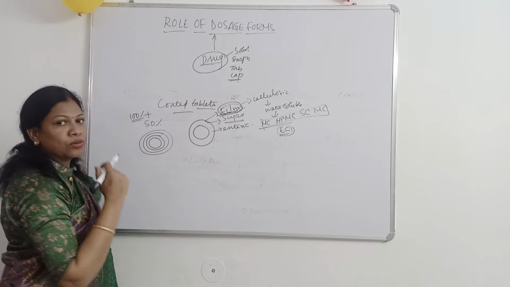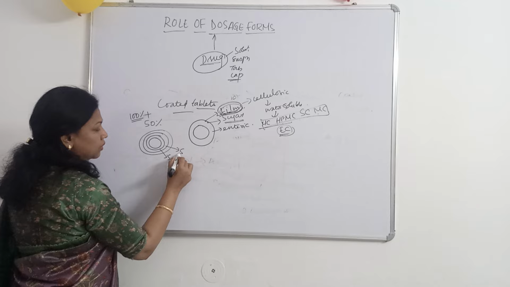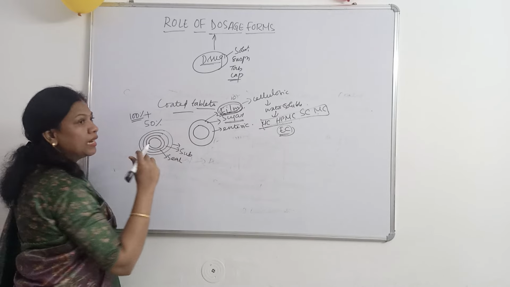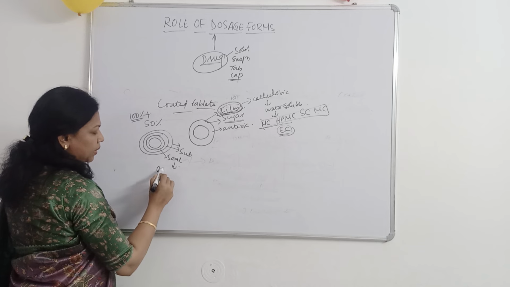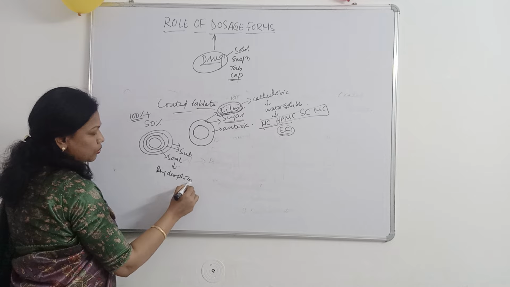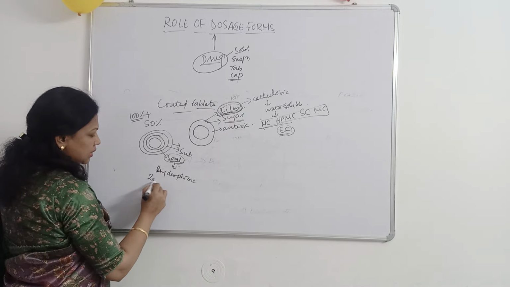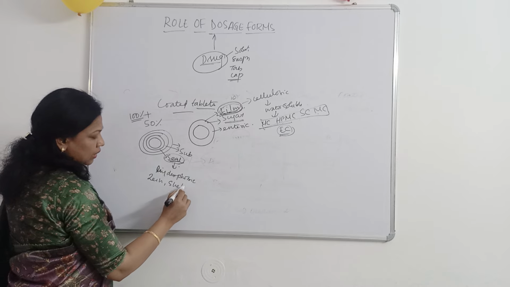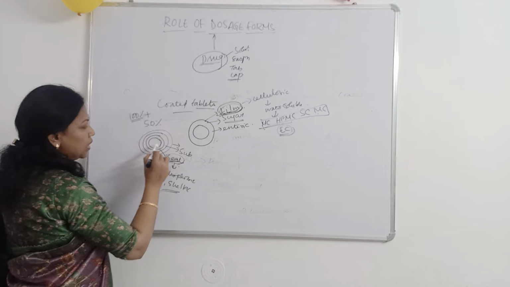So first is seal coating. Seal coating is generally done to prevent the entry of moisture. So sealing can be done by some hydrophobic materials. Hydrophobic materials such as zein, shellac, or other polymers are used to perform the seal coating.